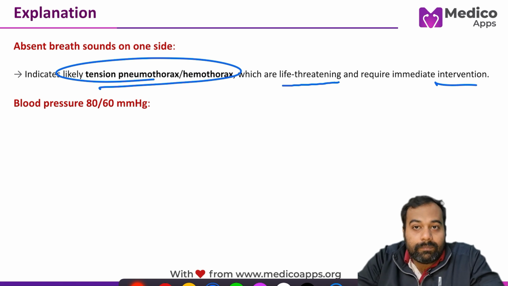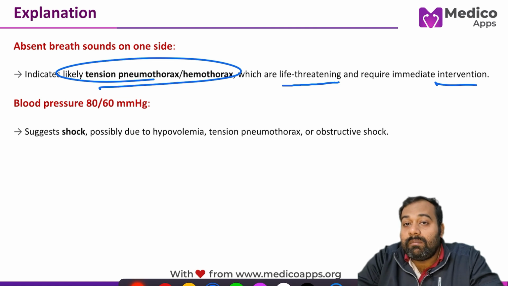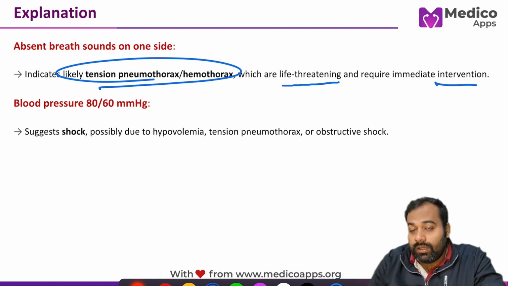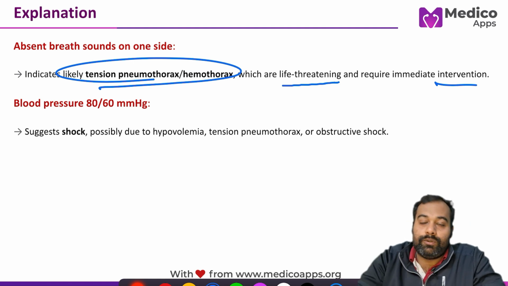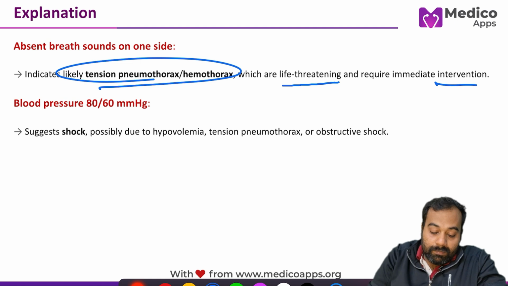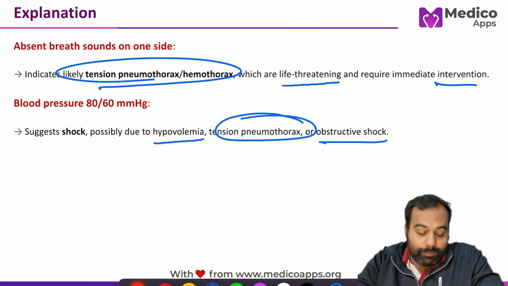Now the cause of this hypotension might be shock due to hemorrhage. We are not able to see hemorrhage externally, but the possibility is there. It could be internal hemorrhage, or sometimes it could be an obstructive shock. This obstructive shock is seen in a patient with a tension pneumothorax, right? So these are the two important points: either it could be a hypovolemic shock or it could be obstructive shock due to tension pneumothorax.